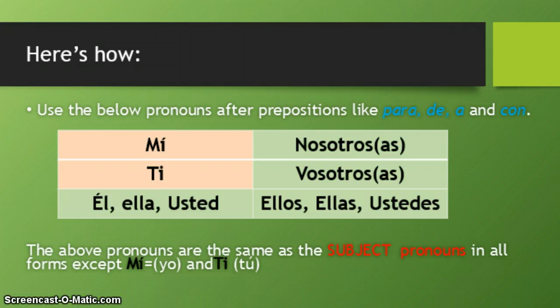Just remember, take into consideration your group. Is it a mixed group? Is it a group of all boys? Is it a group of all girls? So nosotros versus nosotras, vosotros versus vosotras, y finalmente ellos, ellas, ustedes. So hay dos cambios, two small changes that you need to keep in mind.